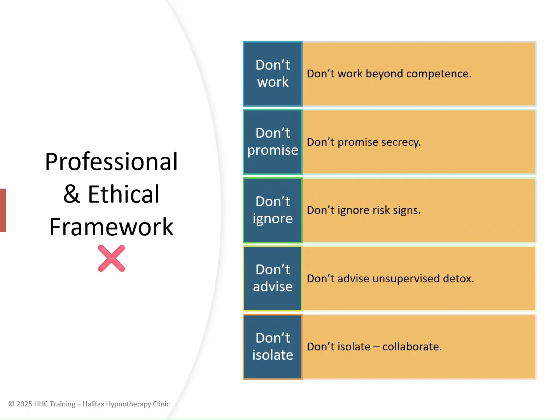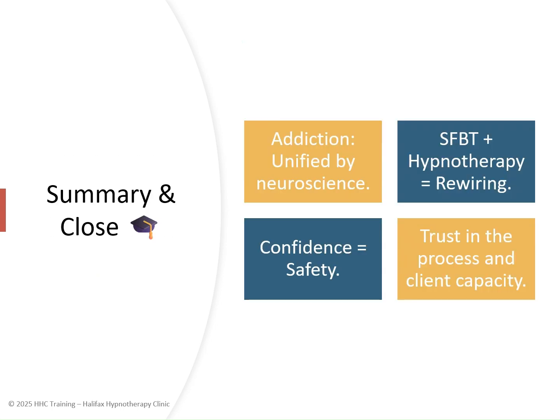Summary and close. As we bring this session to a close, I want to thank you for your time and focused attention. Let's briefly summarize the journey we've been on together. We began by demystifying addiction, establishing that whether it's a chemical dependency on a substance or a behavioral compulsion like gambling, the underlying neuroscience is fundamentally the same. We saw how both hijack the brain's powerful reward system, creating a predictable and destructive cycle of dopamine seeking, tolerance, and withdrawal.